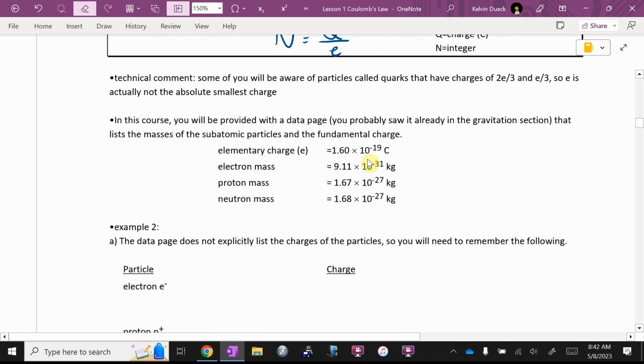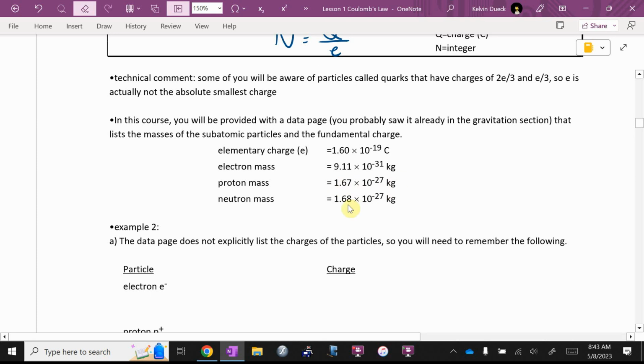In this course, you're going to get a data page or formula sheet. You probably saw it already. On there, you should see in that section the elementary charge of 1.6 times 10 to the negative 19. You should also see the mass of the electron, 9.11 times 10 to the negative 31. The mass of a proton, 1.67 times 10 to the negative 27.